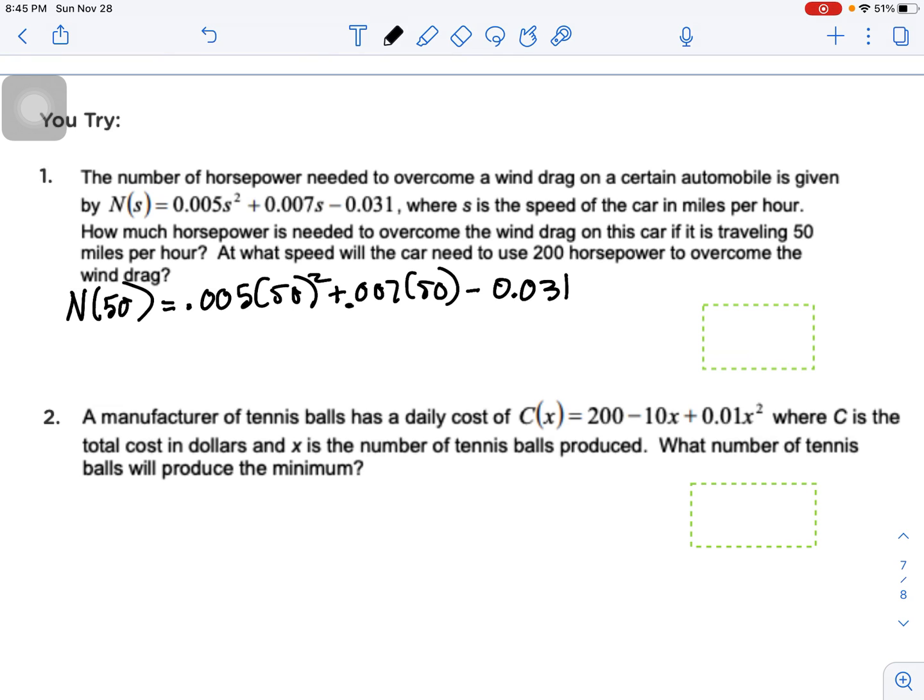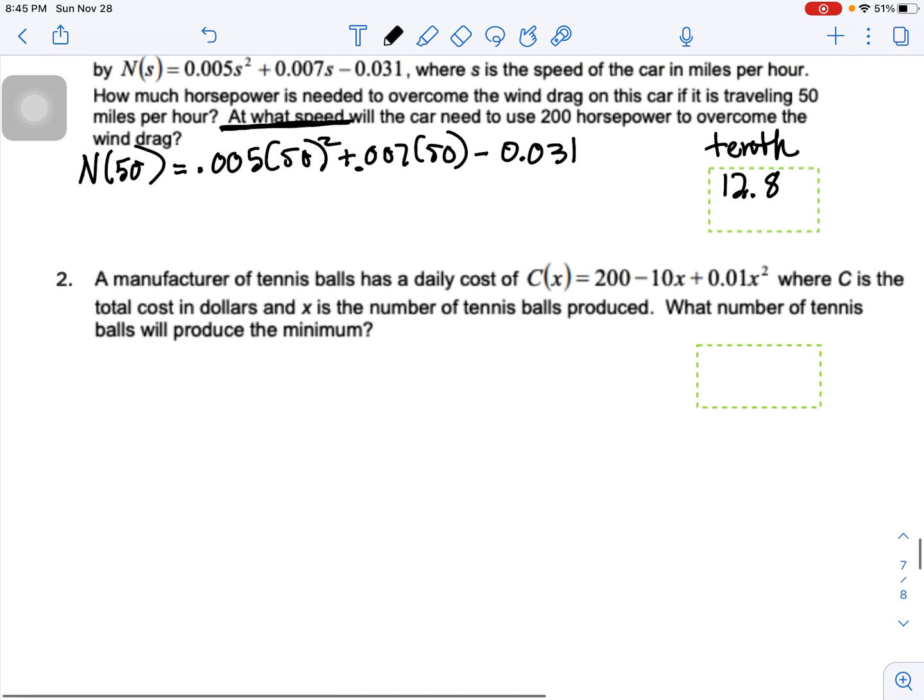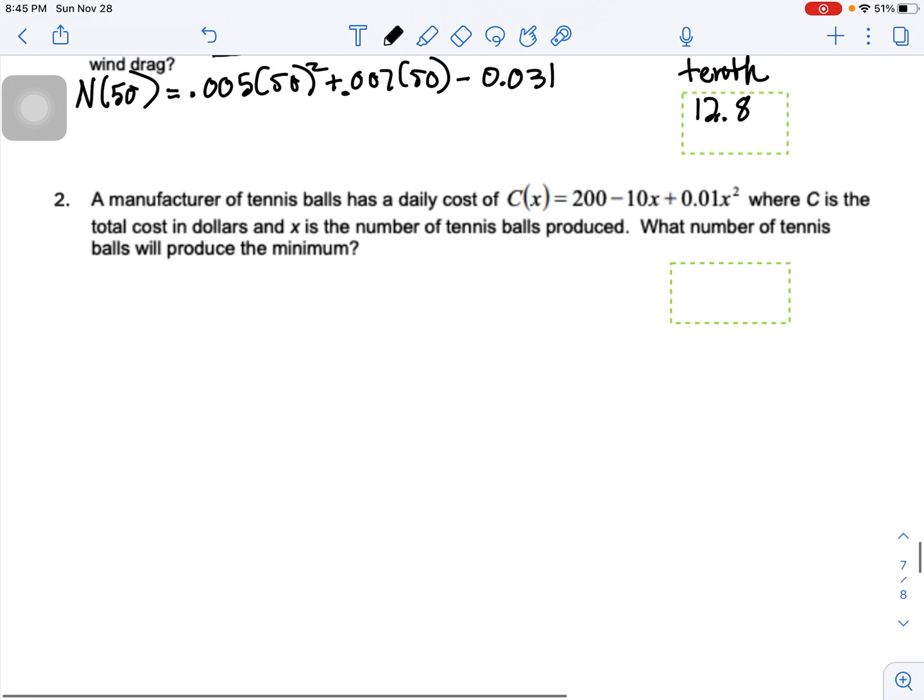12.8. Because it says, you should round to the nearest tenth. So let's round to the nearest tenth. At what speed will the car need to use 200 horsepower to overcome the wind drag? So notice it says at what speed. So now I'm finding S where 200 is N. So I'm going to come down here to calculate that.